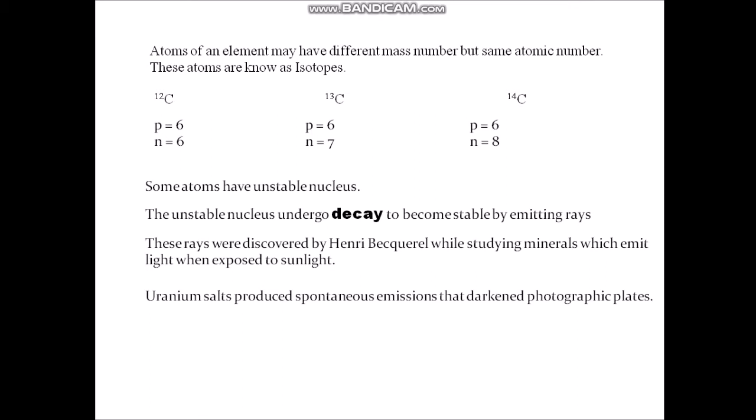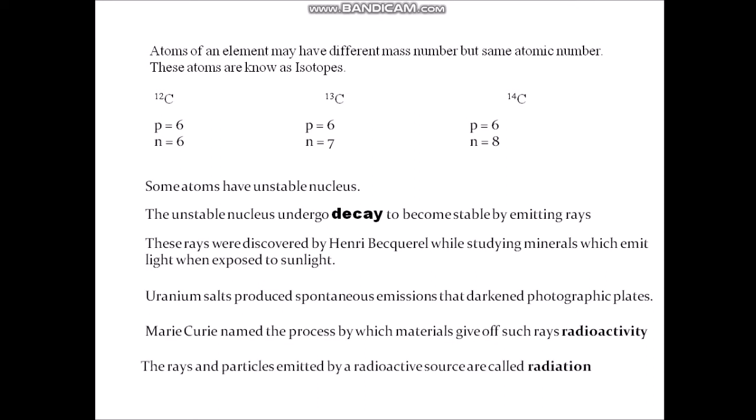These rays were named by Marie Curie as radioactive rays, and she named the process radioactivity. The rays and particles emitted by a radioactive source are called radiation, and that is how the term radiation was coined and how radioactivity was discovered.